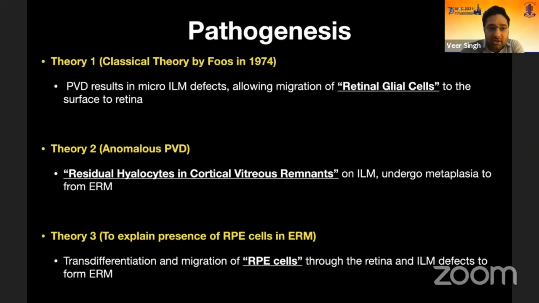Pathogenesis has three theories. The classical one is that a PVD results in micro ILM defects, allowing migration of retinal glial cells to the retinal surface. The second one, which is more accepted, is anomalous PVD. The residual cortical vitreous that is left has residual hyalocytes, and these further transdifferentiate into ERM. And then the third theory, recently proposed, shows the presence of RPE cells in the ERM. They say that there is a migration and transdifferentiation of RPE cells through the retina to form an ERM.